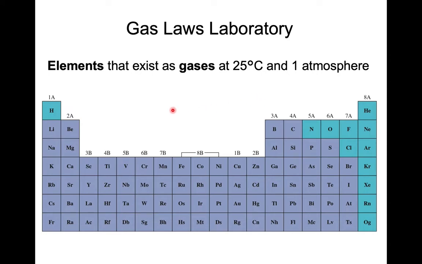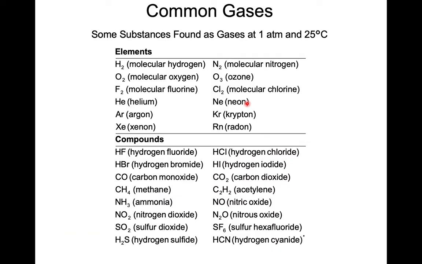These are our elemental gases, and we have our noble gases over here on the far right. And then the other ones that in the elemental forms are gases are H2, N2, O2, F2, and Cl2. Those are our diatomic gases. The noble gases are monoatomic gases.